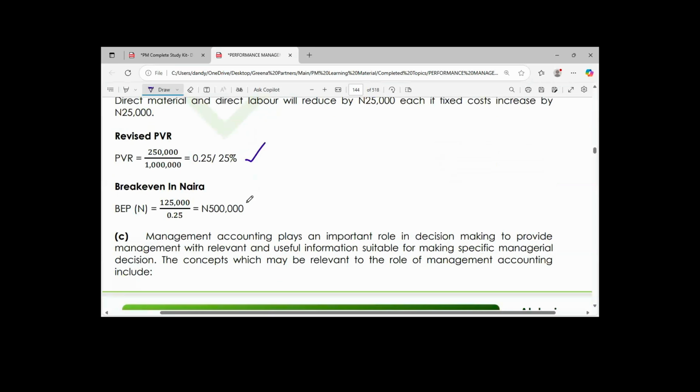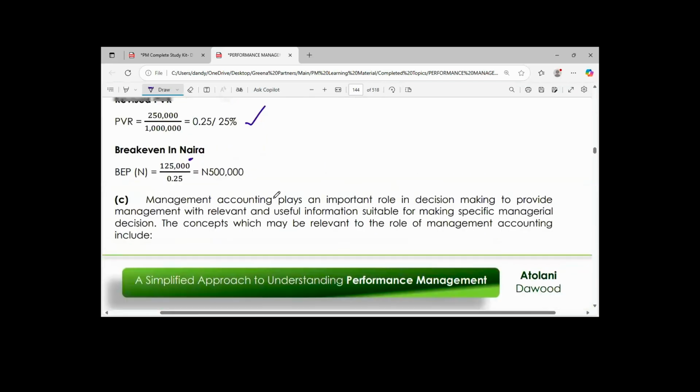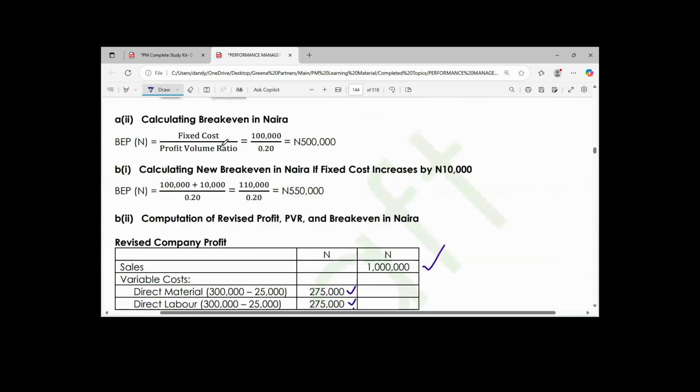Then the next thing we are going to do is to calculate the break-even point in naira. Since our contribution margin ratio, our profit volume ratio, has changed, our break-even point will also change. So the revised fixed cost is 125,000, because break-even point in naira is fixed cost divided by contribution margin ratio. How do you get the 125,000? That is the fixed cost of 125 there, divided by the revised profit volume ratio of 0.25. That produces 500,000 naira. So that answers requirement number B.